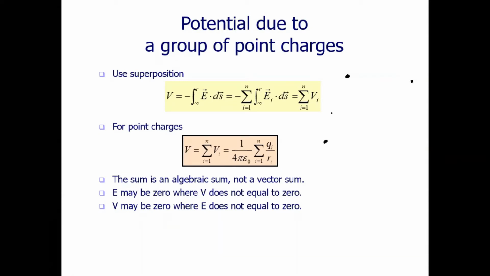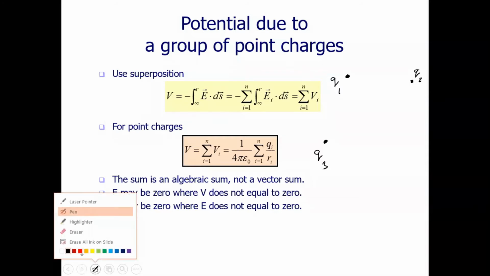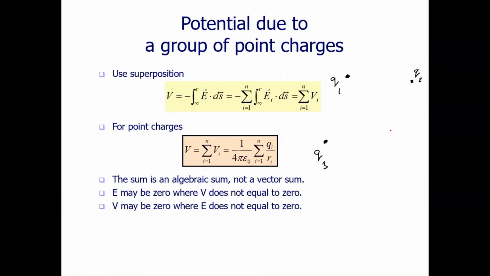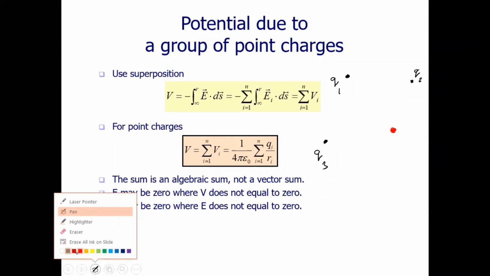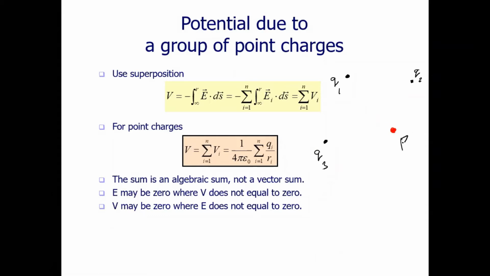So let me say this is my Q1. I have this as my Q2. I have this as my Q3. And then I have a certain point of interest. Let me call this point P. That is not a charge, it's just a point. So I want to find what is the electric potential at the point P due to charge 1, charge 2, and charge 3. Okay? So the principle of superposition will still hold.